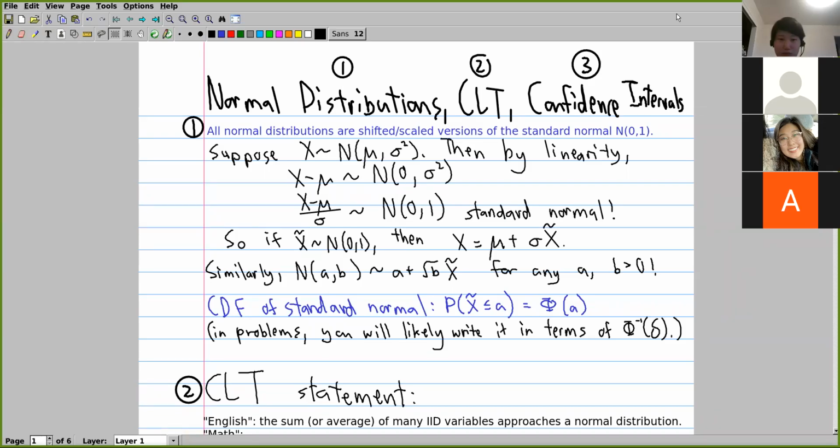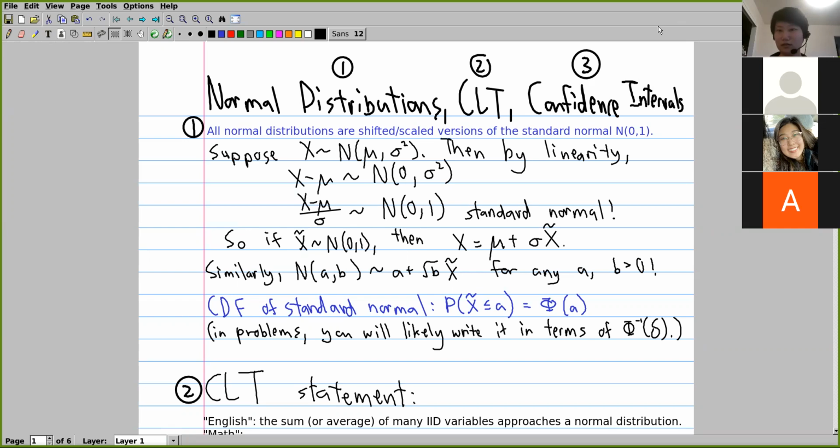All right. So first, the tools we need to finally build up to questions about confidence intervals are that we need to know about normal distributions and what the CLT says. Using those together, we can do confidence interval questions. We also need Chebyshev's, but I'll cover that later.